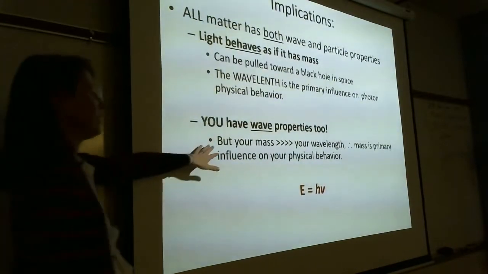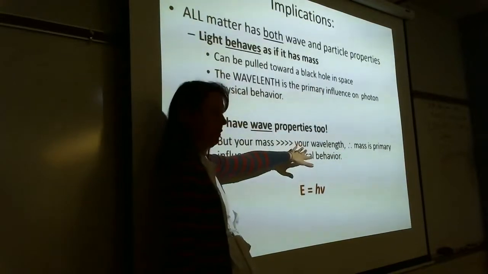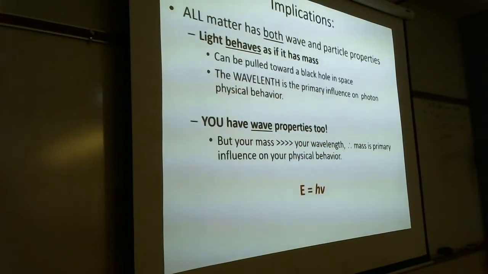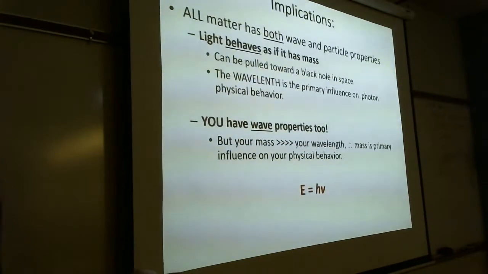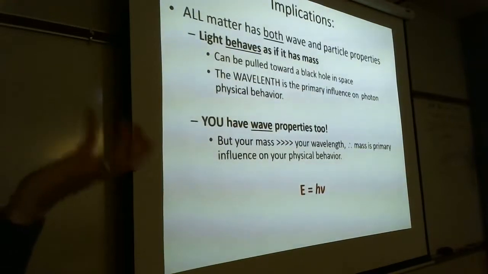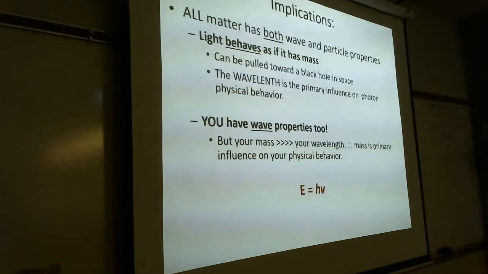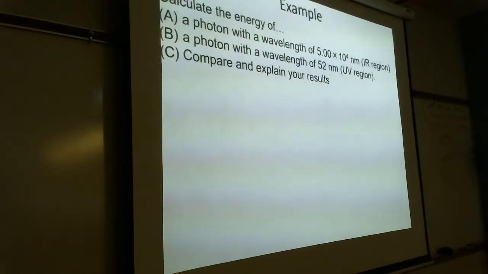But our mass is so much greater than our wavelength, so that means that our mass is the primary influence on our physical behavior. So I wouldn't use quantum mechanics to describe my motion or my position. That doesn't make sense because I'm a large macroscopic object. I would have to use quantum mechanics to describe the position or behavior of an electron. All this is leading up to the quantum mechanical model, which we're not there yet. But there's the relationship that we just learned: energy is equal to Planck's constant times frequency.